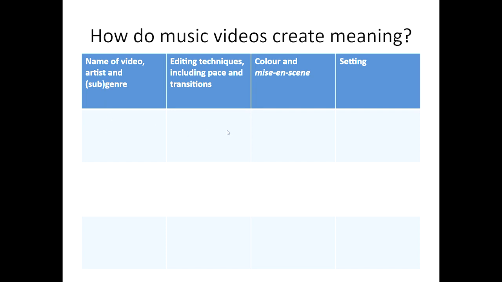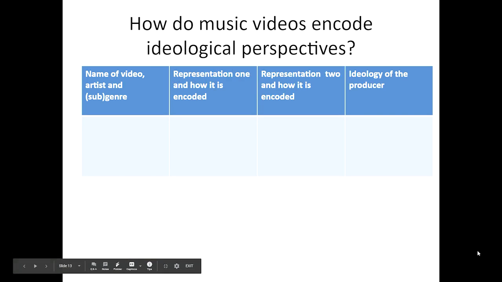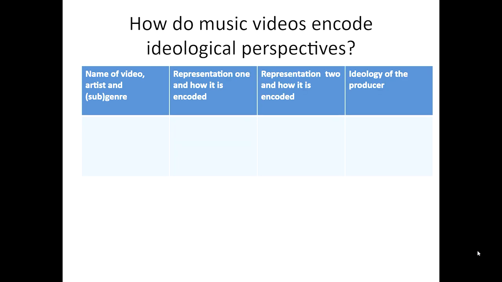You might want to talk about the editing techniques here. So what shot types and camera angles, color, mise-en-scene. There's lots of fruit in that video, like pineapples and stuff. That's what I remember. And the setting, it's set in the jungle. You can steal these ideas, you can take them, you can do your own version of these ideas. That is absolutely fine. So that's how they create meaning. And then the same videos as before, stick the name of the artist in there.